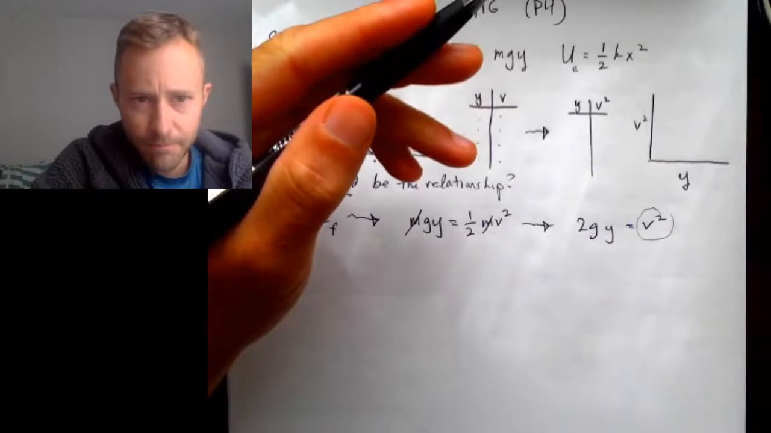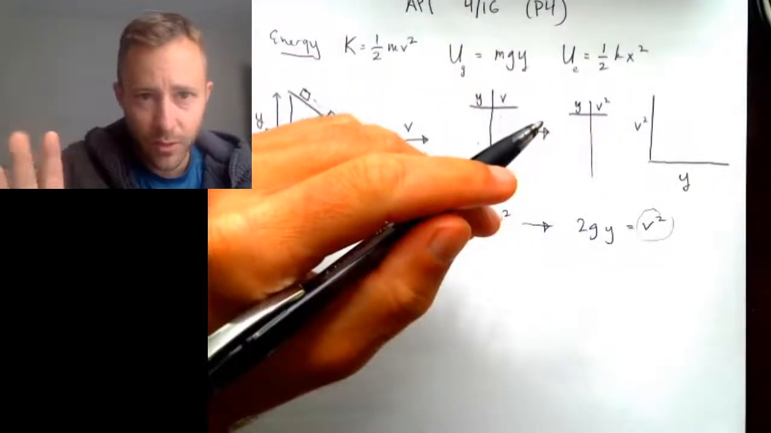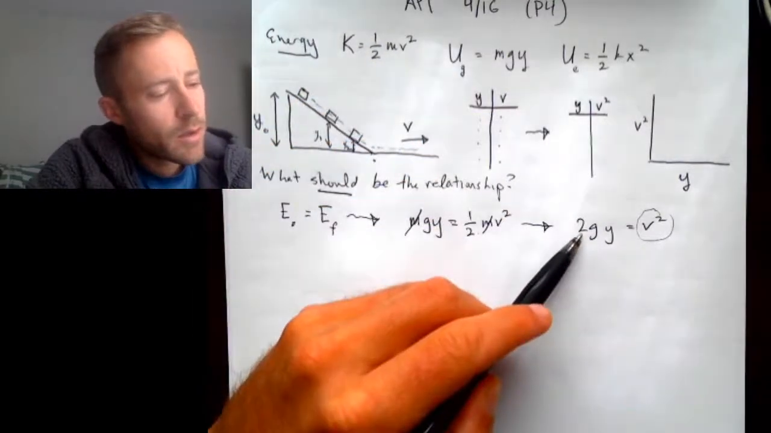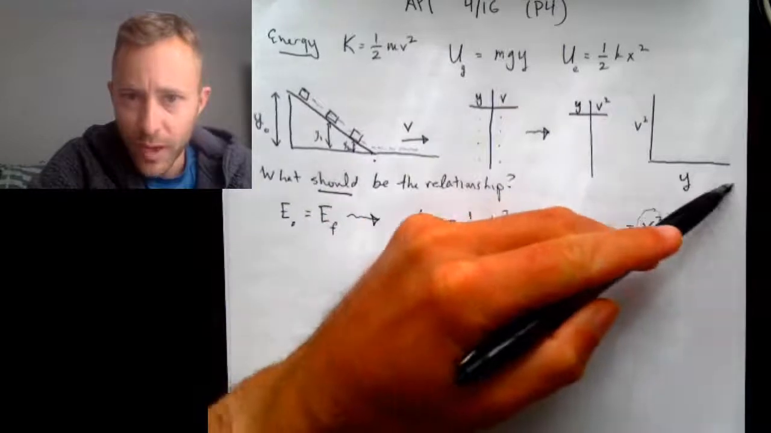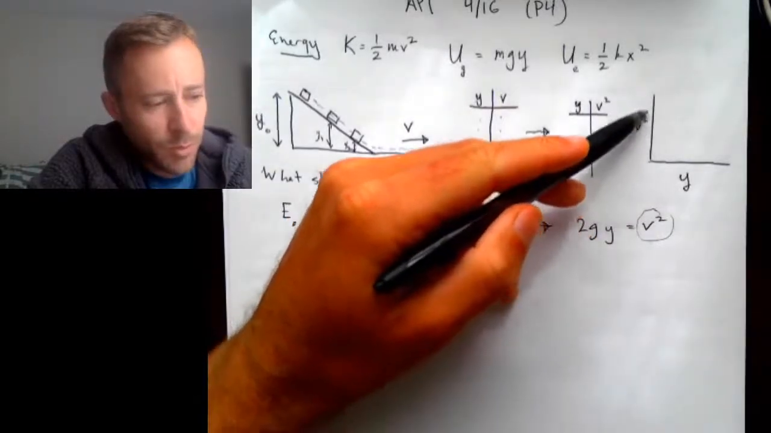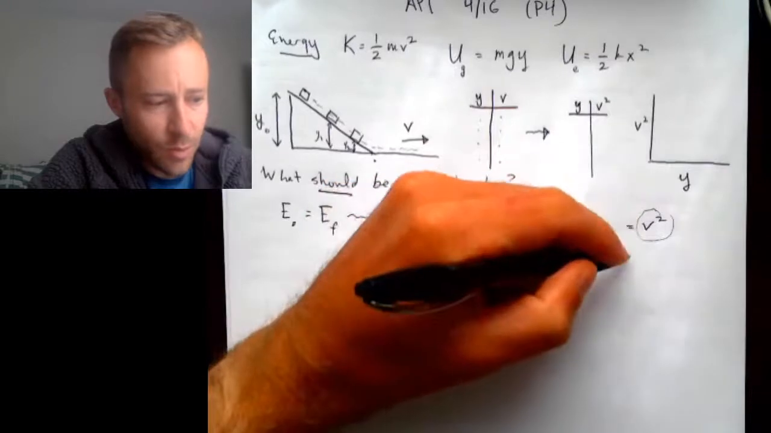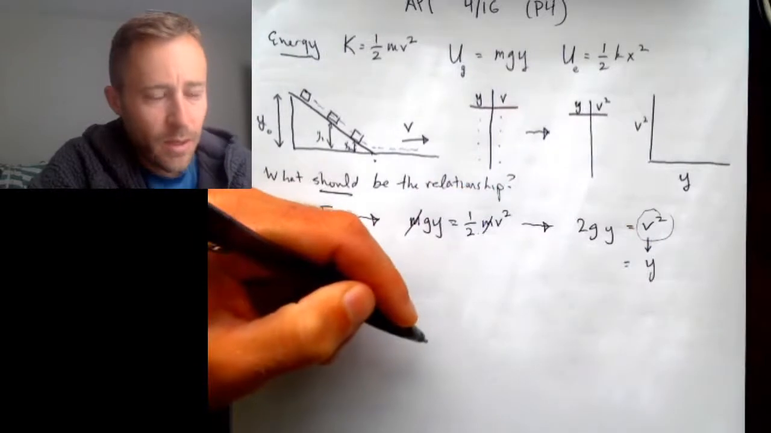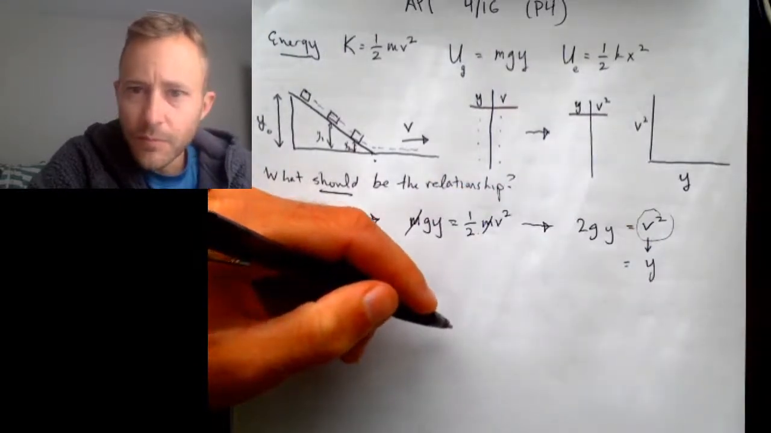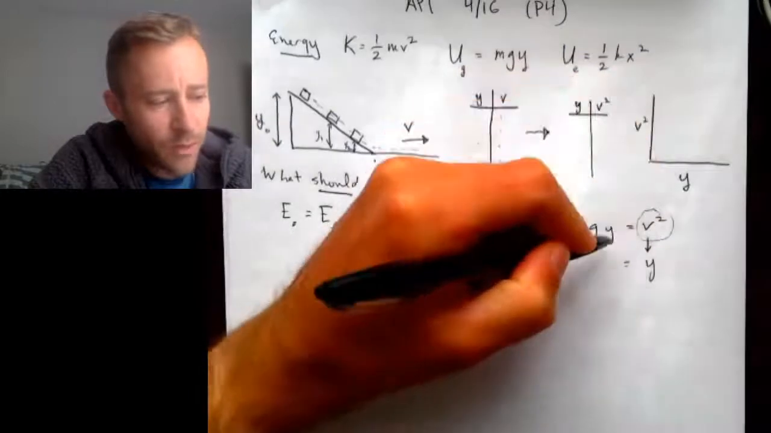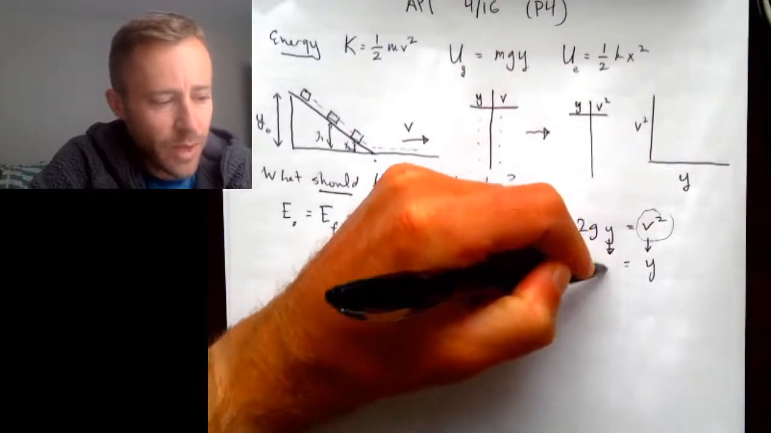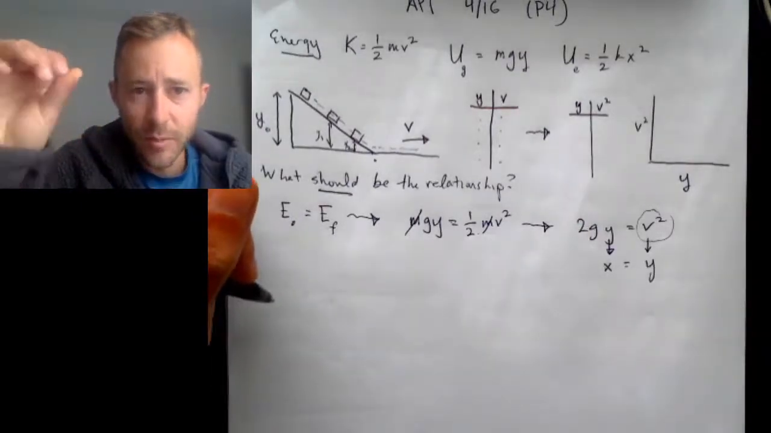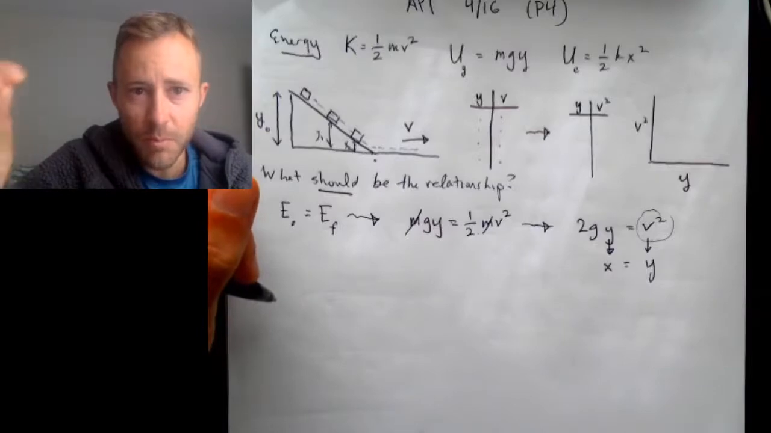So if I do that, this is a really important skill, okay? So make sure you're following. What you want to do is once you decide what you're going to graph, you want to replace the thing on the vertical axis with y. So I'm going to replace v squared with y. And on the horizontal axis, I have y, so I'm going to replace y with x. Okay? So it's really important that you make these substitutions because that's going to tell you what the slope means.